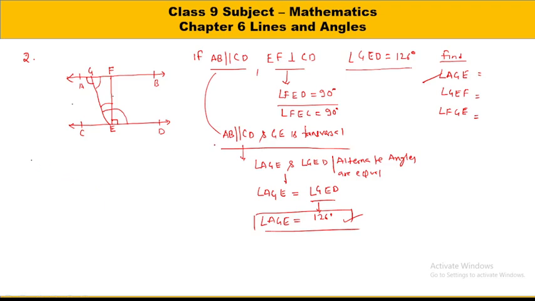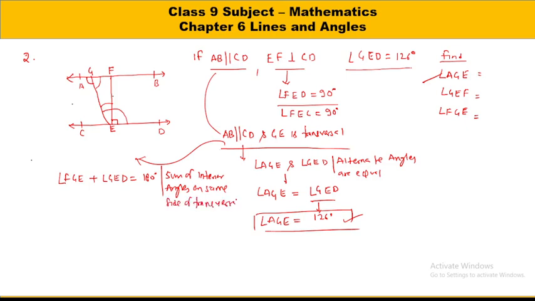It is already given that AB is parallel to CD and CGE is the transversal. So on the basis of that, we can write down that angle FGE plus angle GED will be equal to 180 degree. That is, the sum of interior angles on the same side of the transversal is supplementary, that is 180 degree.